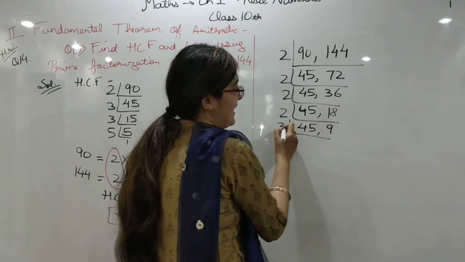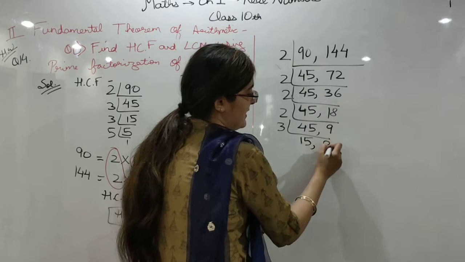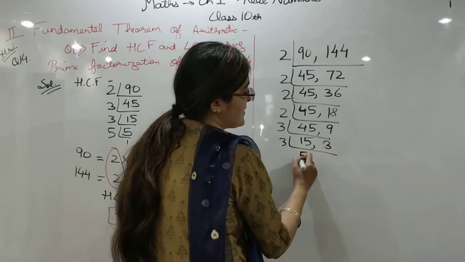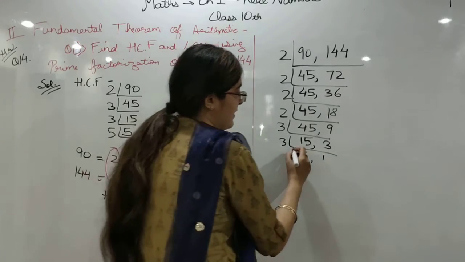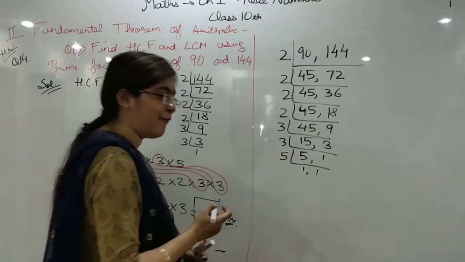Now we will take 3. 3 ones are 3, 3 fives are 15, 3 threes are 9. Again we will take 3. 3 fives are 15, 3 ones are 3. Now let's take 5. 5 ones are 5, 5 ones are 5.